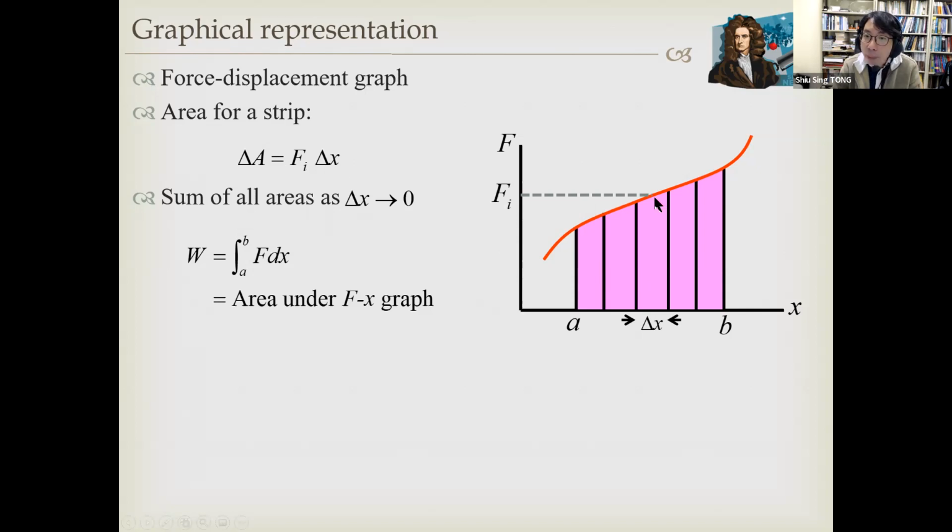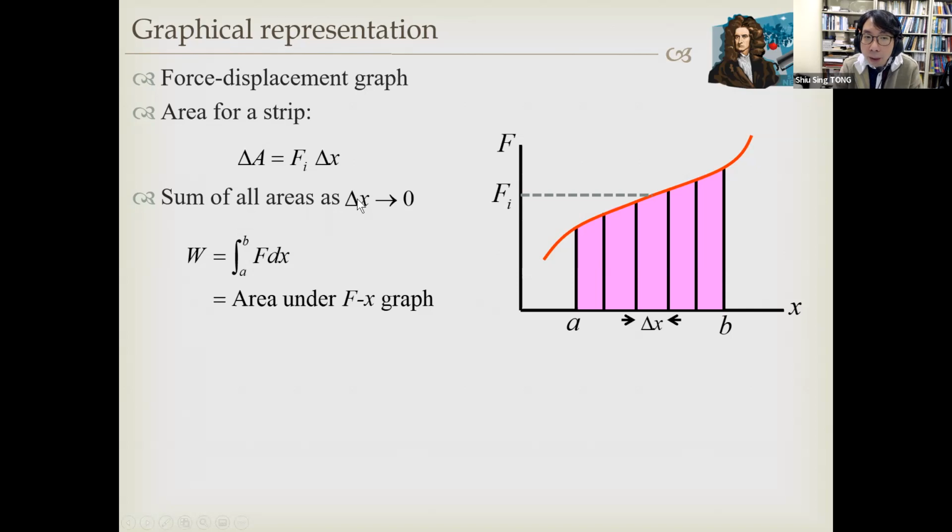So the area bounded below by the curve along a strip is equal to Fi delta x, okay? Where Fi is the force at the ith interval and delta x is the displacement in the ith interval. For simplicity, we assume the delta x to be the same at every interval, so we drop the i. We do not include the i here.